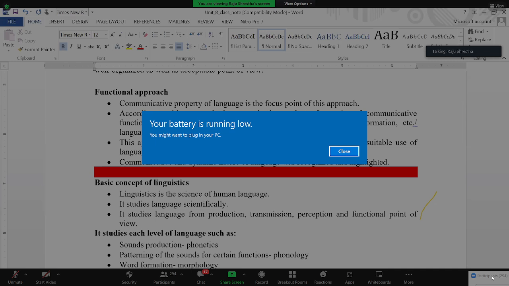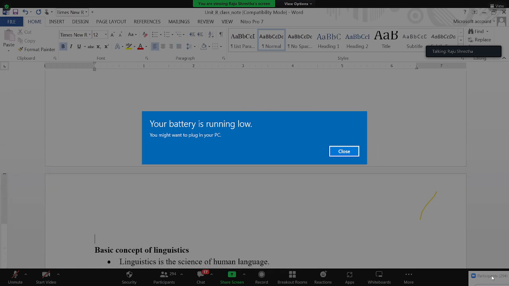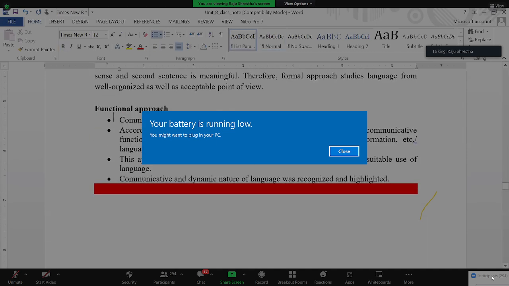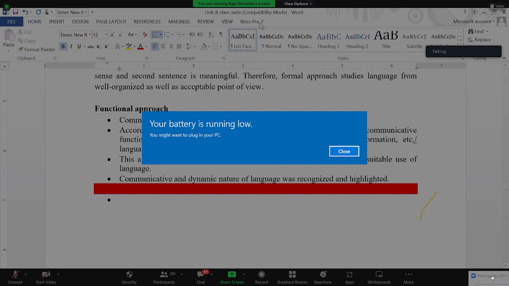So basic concepts of linguistics. Now may I request you all to write some points about what is linguistics. Linguistic के बुझ्नु भएको छ chat box मा लेखिदिनुस् त ल त. What is linguistics? May I request you all?